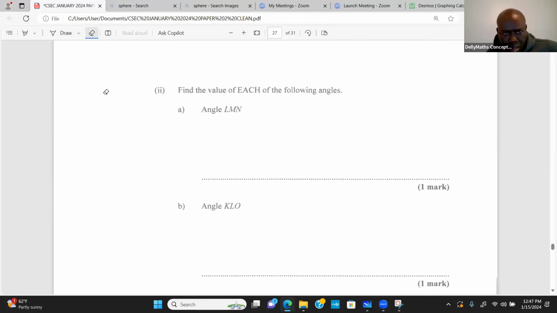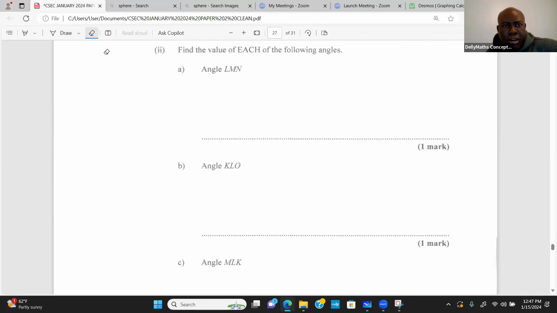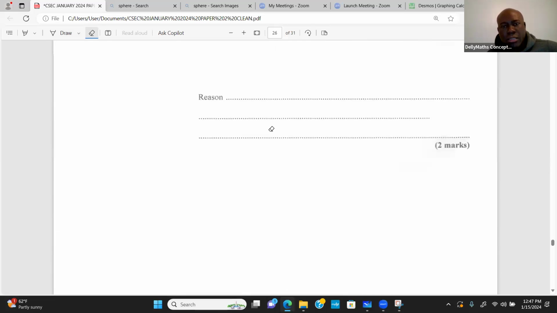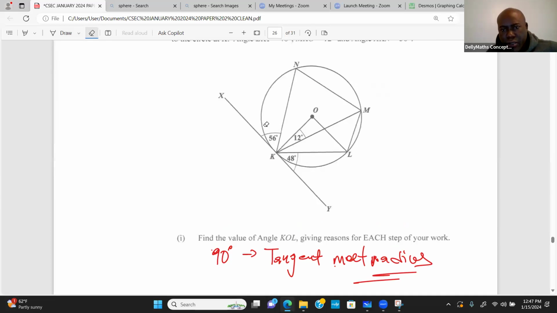This one? Oh, find the value of each of the following. Okay. LMN, LMN. So LMN, which is right here. So normally I would mark the angle LMN, this. That's LMN.